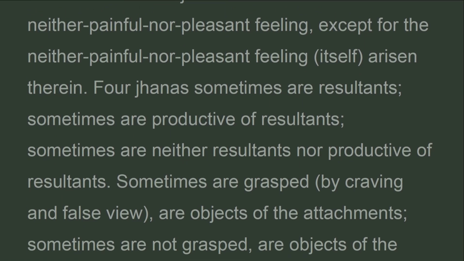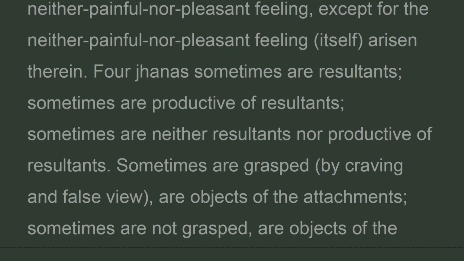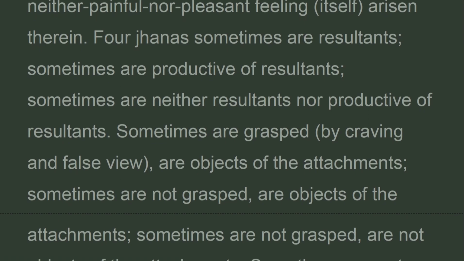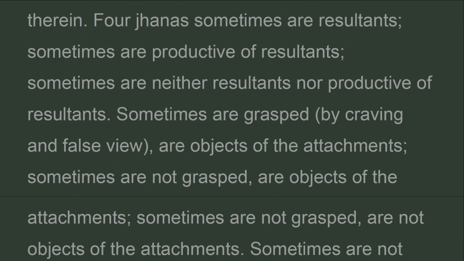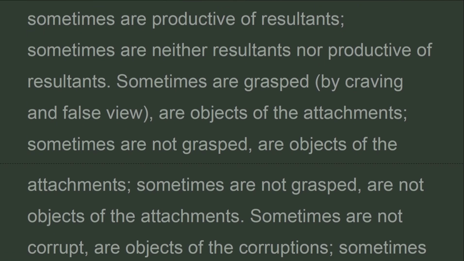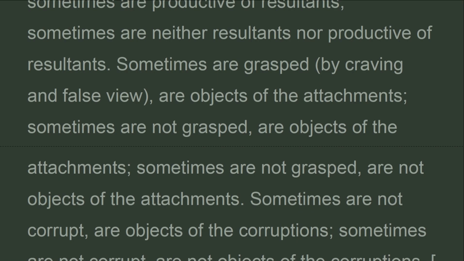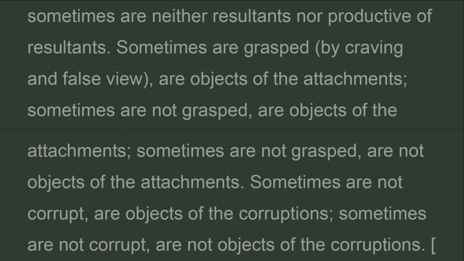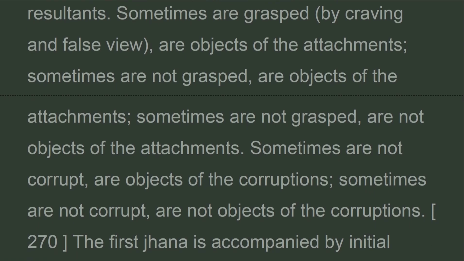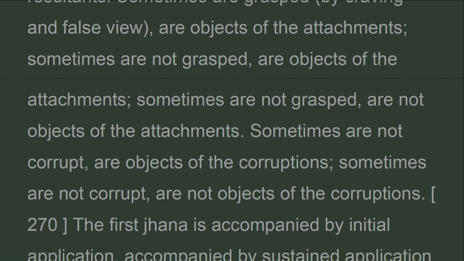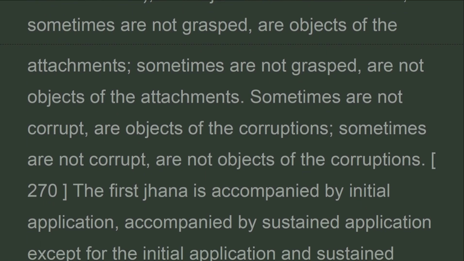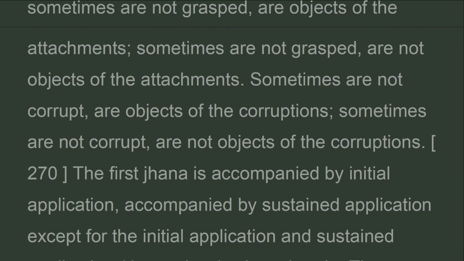therein. Four jhanas sometimes are resultants, sometimes are productive of resultants, sometimes are neither resultants nor productive of resultants; sometimes are grasped, are objects of the attachments, sometimes are not grasped, are objects of the attachments, sometimes are not grasped, are not objects of the attachments; sometimes are not corrupt, are objects of the corruptions, sometimes are not corrupt, are not objects of the corruptions.